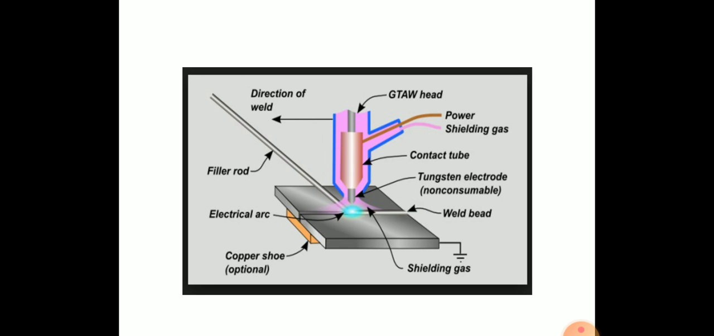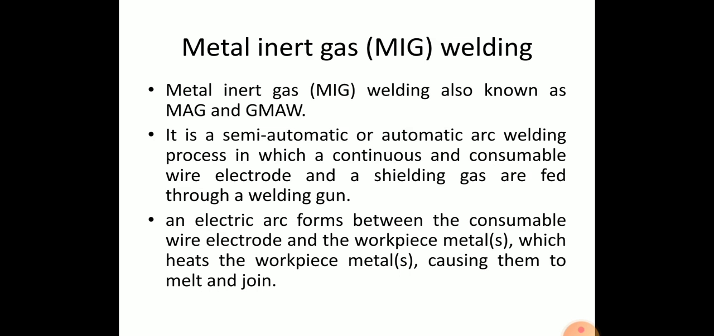Applications: welding of carbon steel, stainless steel, nickel, aluminum, magnesium, brass, copper, bronze, titanium, etc. Welding of sheet metal and thinner sections. Used in aircraft, rocket motor chambers, transistor cases and the instrument industry. These are the applications of TIG welding. Next is metal inert gas welding.